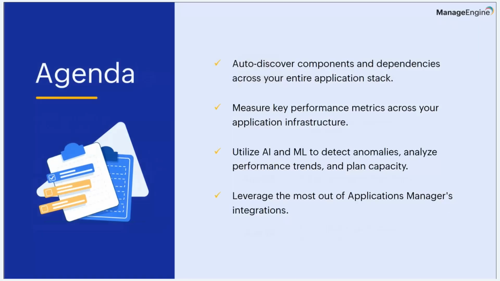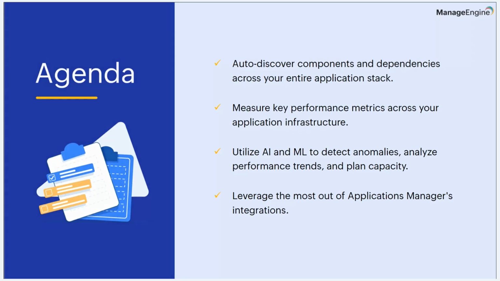So let me walk you through the agenda for today's session. We have 4 parts for today. In part 1, we'll be looking at how you can auto-discover components and dependencies across your entire application stack. In part 2, we'll be looking at how you can measure key performance metrics across your application infrastructure. In part 3, we'll be looking at how you can utilize AI and ML to detect anomalies, analyze performance trends, and plan capacity. And finally, in part 4, we'll be looking at how you can leverage the most out of Applications Manager's integrations.